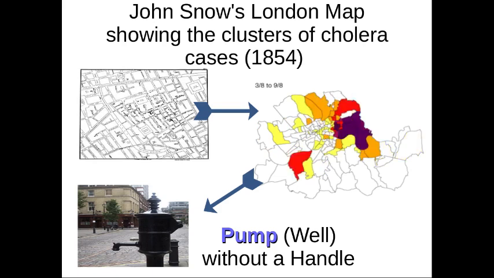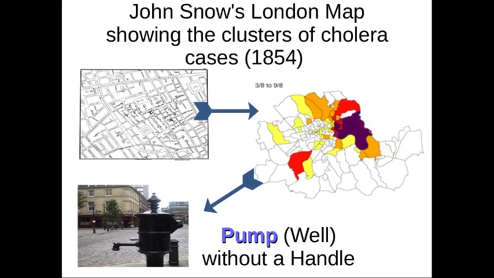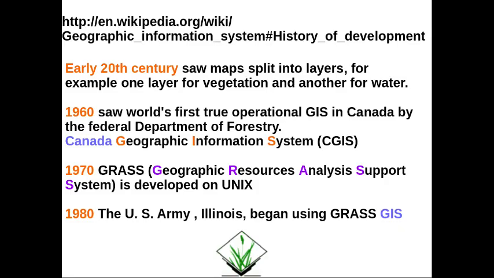Ultimately, after plotting on the map the number of cases and how cholera spread, he pointed to this pump, which is the center for the spread of the cholera epidemic. In the 19th century, year 1854, people used to think that cholera was spread through air. So he debunked that theory, and this pump without handle, even now it is kept there, so that people remember. And this is how GIS has started.